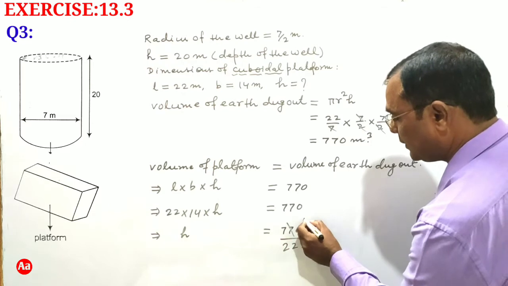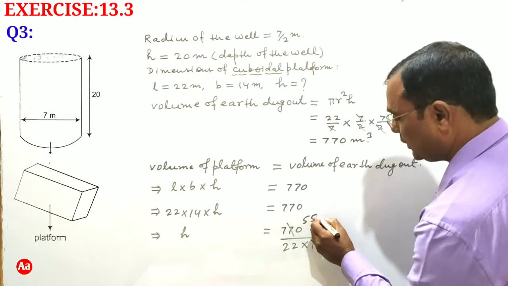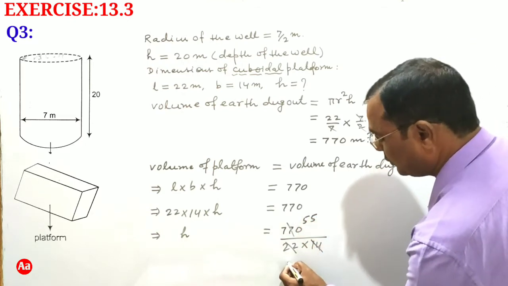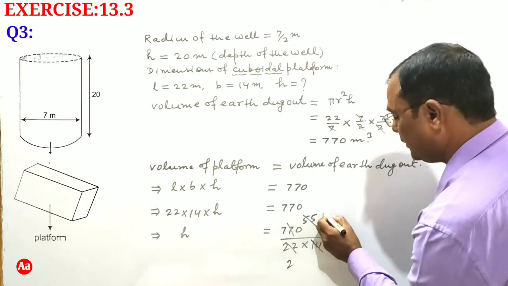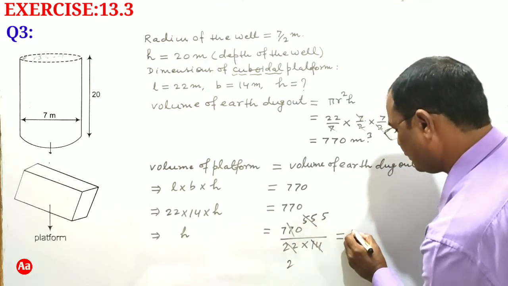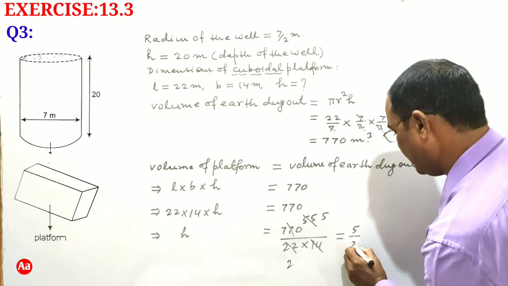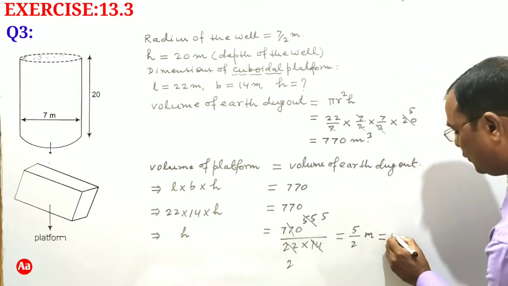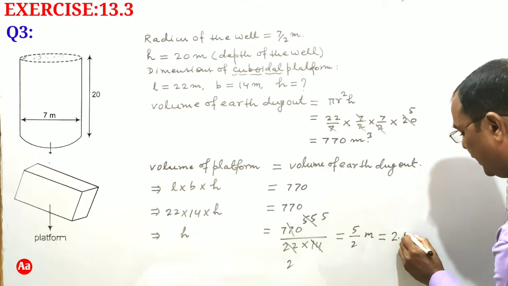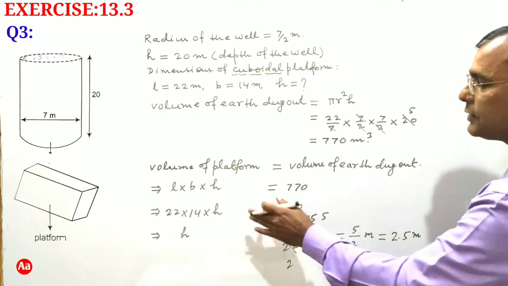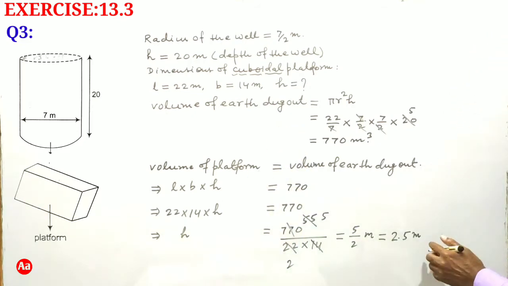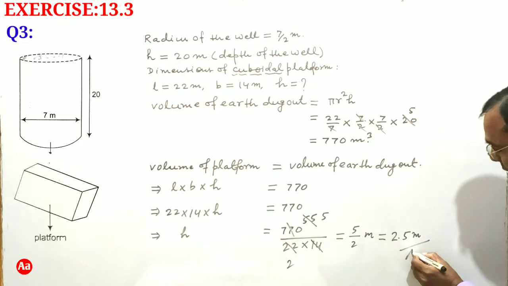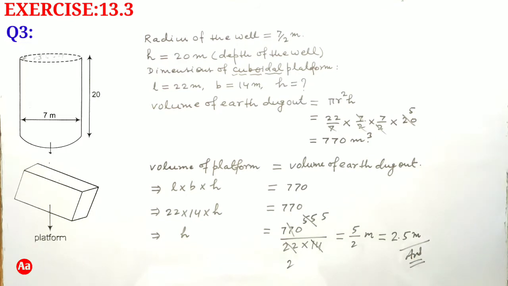14 5 ja 70, 11 2 ja 22, 11 5 ja 55. So this is 5 by 2 meter, which is equal to 2.5 meter. H means height of platform, 2.5 meter, and this is the answer.